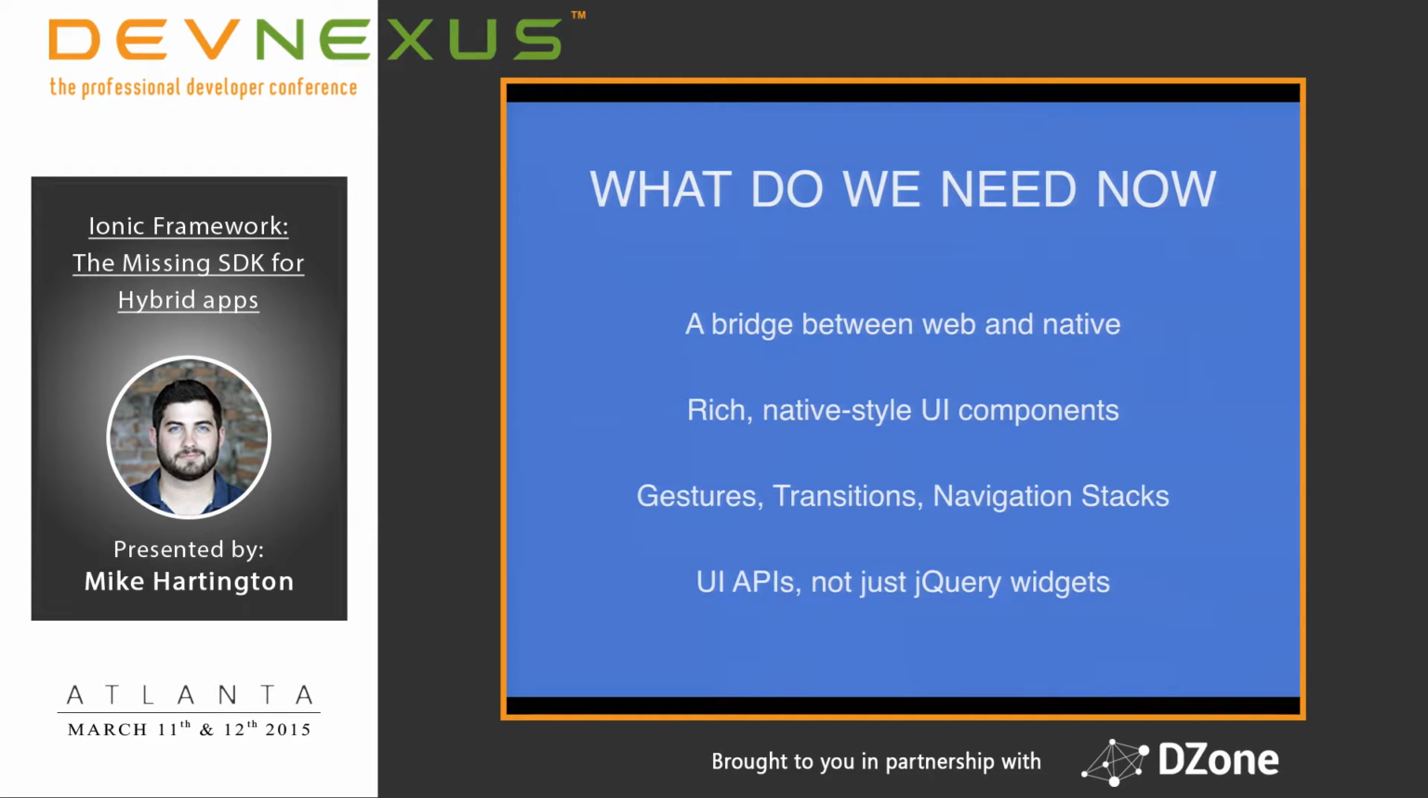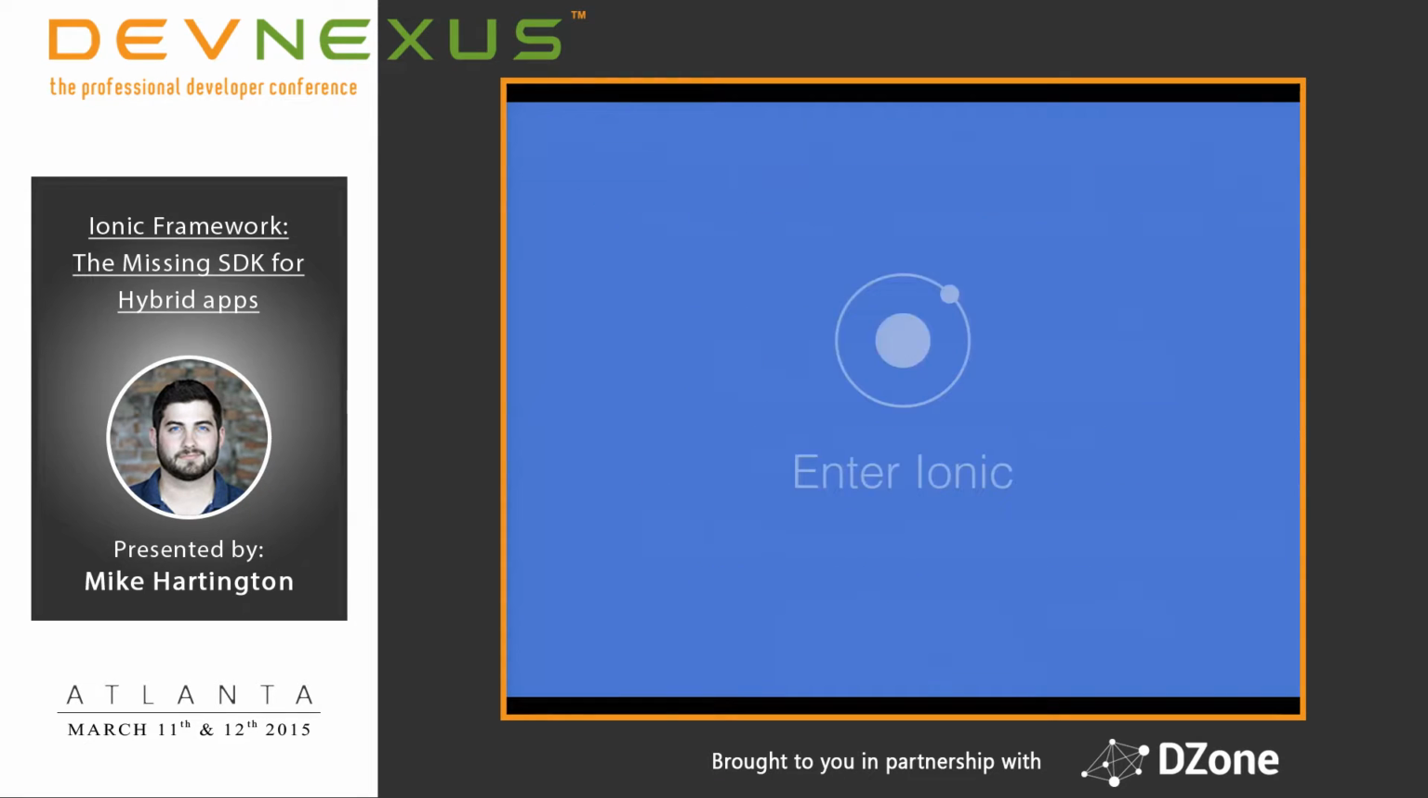We need these rich components that are equivalent to what a native developer would get. We don't need a few widgets here and there. We need everything all encapsulated, so that way I don't have to think about it. I can just use it and be happy. We need support for gestures, these native transitions, and all these complicated navigation stacks. And we want our UI to have actual APIs that we can actually use, and not just use something like jQuery. So that's kind of where Ionic comes in.